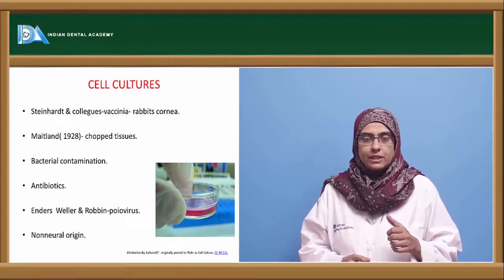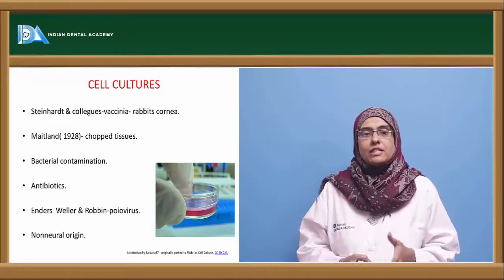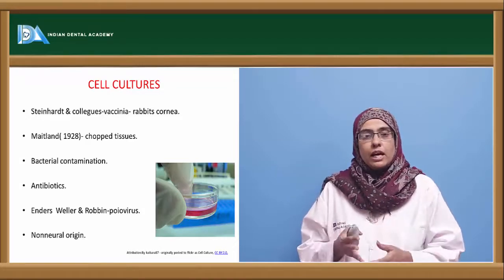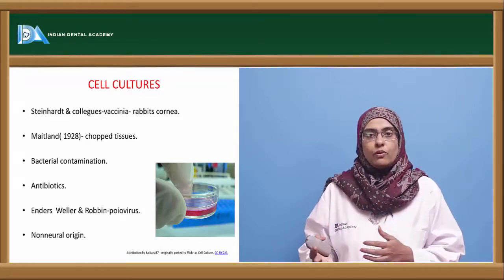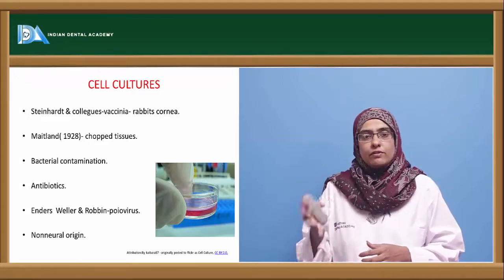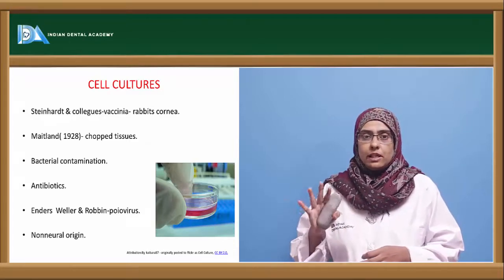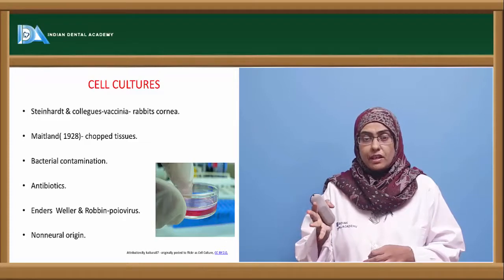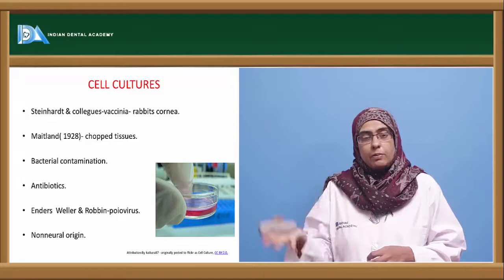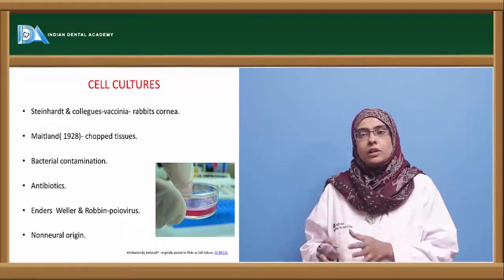And the best development in the case of cell culture was given to us by Enders, Weller and Robbins, who were able to isolate and cultivate the polio virus in non-neural origin. Now this organism is highly neurotropic in nature and hence could not be grown in any other organism except primates, that is, the rodents are usually resistant towards this particular organism, but with the help of cell culture technique, we can cultivate this virus even in non-neural origin.